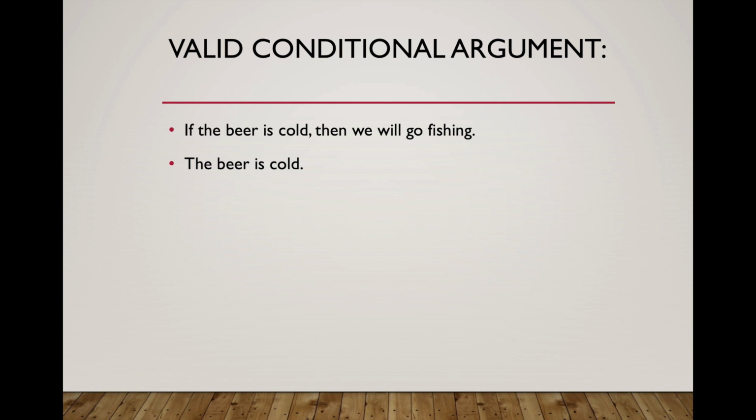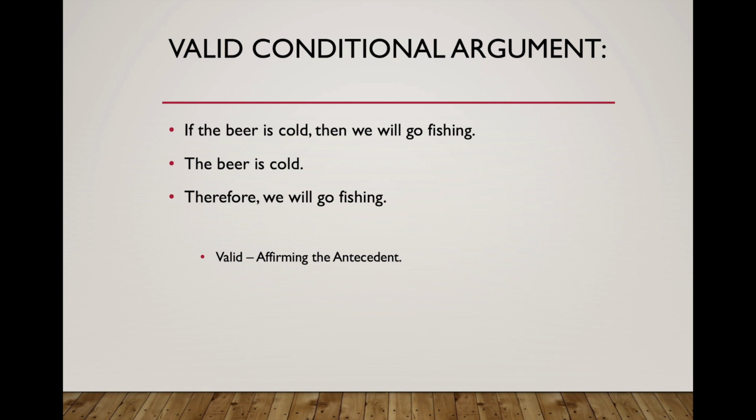And in this case, we look at the second premise and we see, first of all, that it refers to the antecedent. And then second of all, we note it affirms the antecedent. So in the conditional statement, the antecedent is if the beer is cold, and the consequent is then we will go fishing. And then the second premise tells us the antecedent is true. That is, the beer is cold. And that allows us to conclude with certainty that we will, in fact, then go fishing. Right? Therefore, we will go fishing.